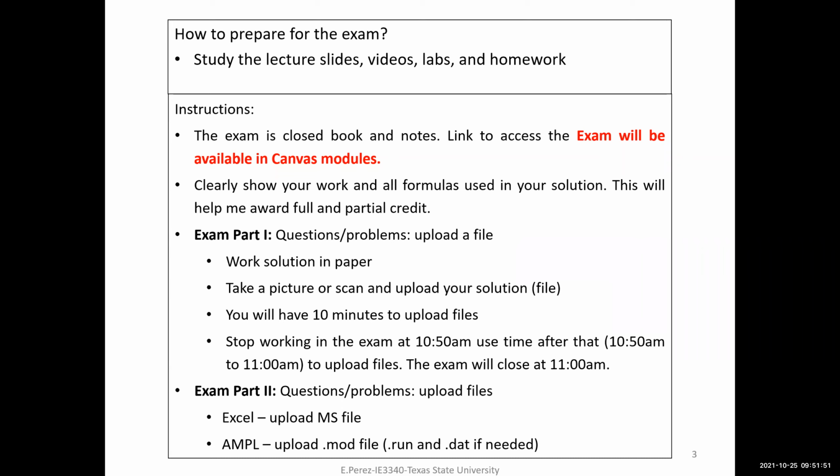You're going to have to upload a file for each one of the problems that you are working on. So work your solution on paper, take a picture or scan it, and upload your solution file. You will have 10 minutes to upload your file.